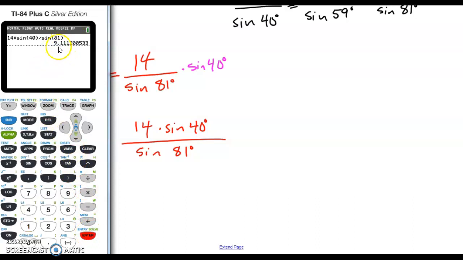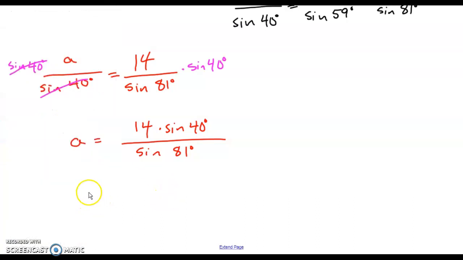We're going to round to the nearest tenth, and that's 9.1. So that tells us that side length A is 9.1 units.